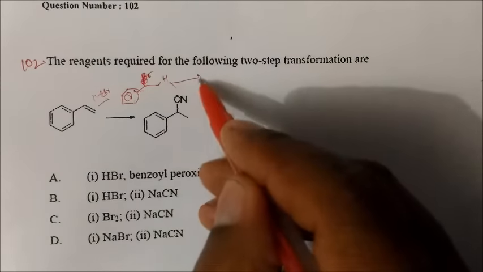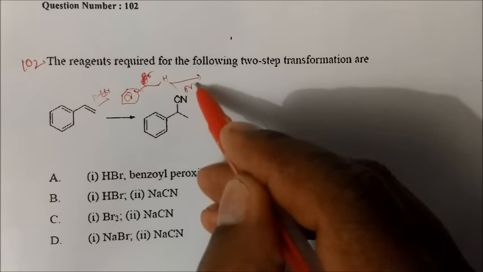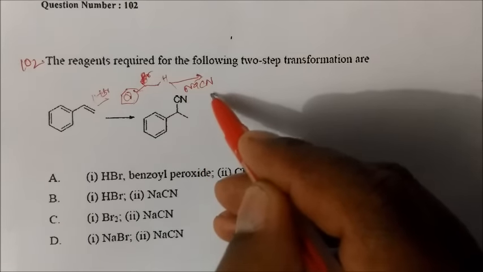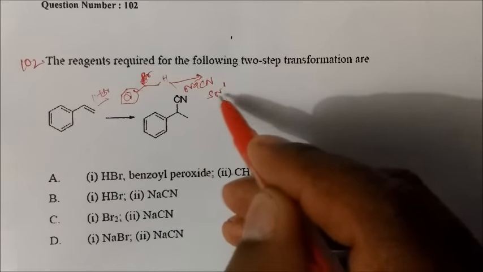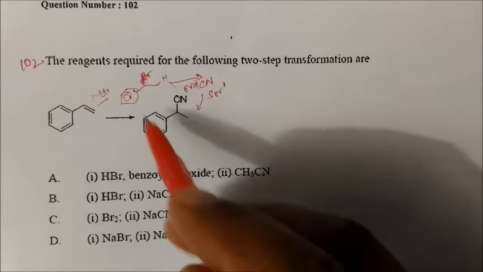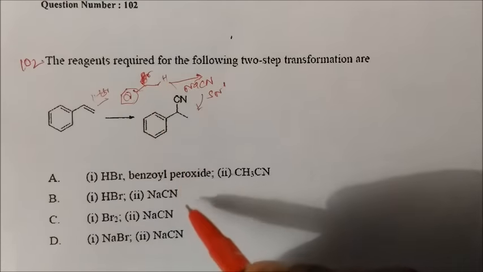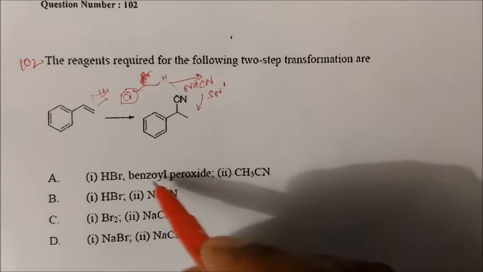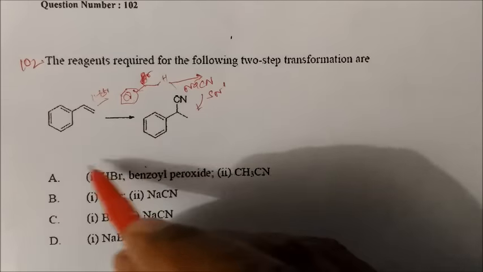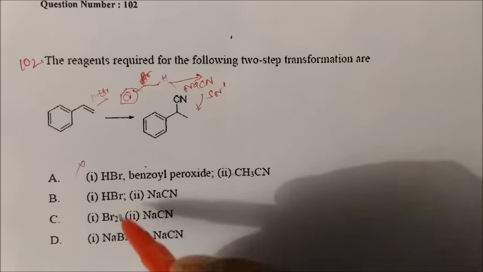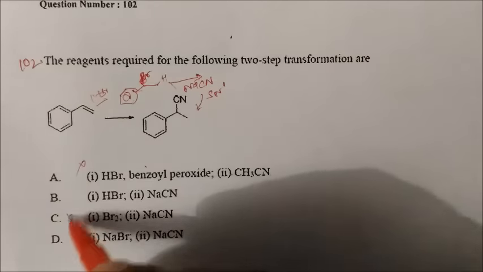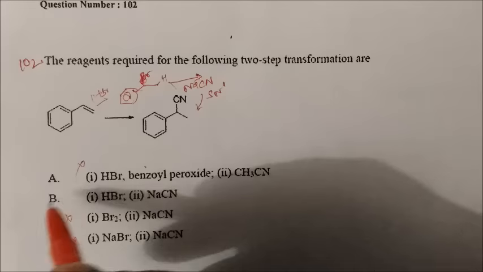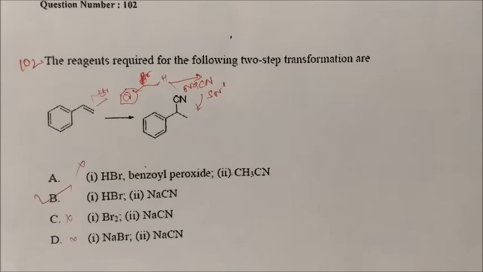And again, second step, if you use NaCN, this will undergo SN1 reaction. So you will get this product. So the first reagent is HBr and the second reagent is sodium cyanide. Benzoyl peroxide will give you anti-Markovnikov addition, so this is not possible. Br2, Br will be added on both sides, again not possible. NaBr, not possible. So answer B is correct.